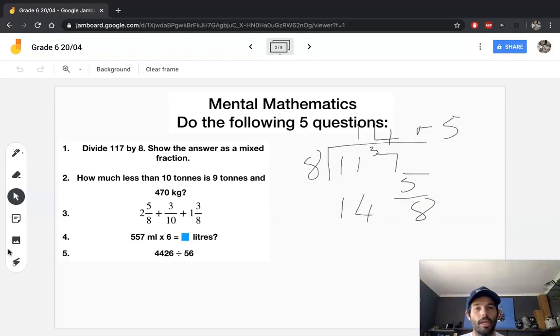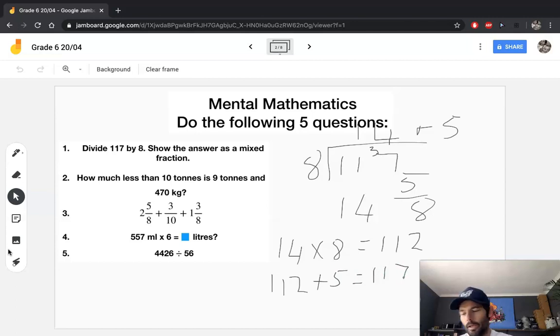Okay, now I can check that to see if I'm correct. I can say 14 multiplied by 8. Okay, and 14 multiplied by 8 is 112. And then 112 add 5 equals 117. Okay, and as you can see, that's what I started with in the beginning.